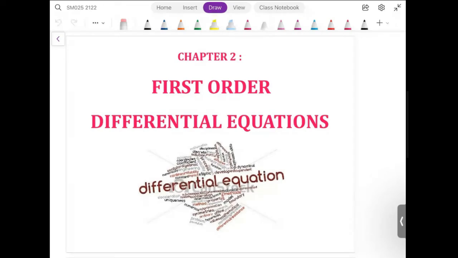For today, we will proceed with chapter 2, first order differential equation. For this topic, before you start learning, you must already be able to perform integration from topic 1. Meaning any integration question, you can already do. You already know how to integrate any given function, then you can proceed with topic 2. Because the most important skill here, the first skill, must be integration. If you cannot integrate, then you will stop for this topic.